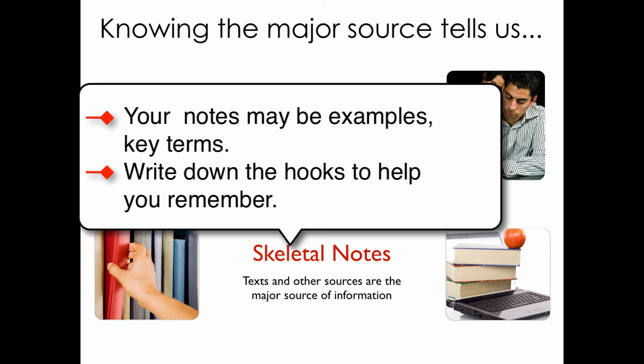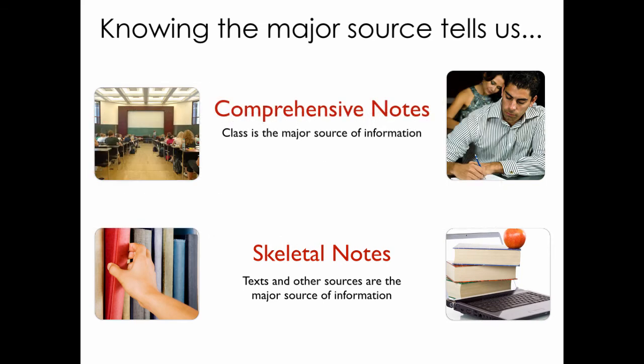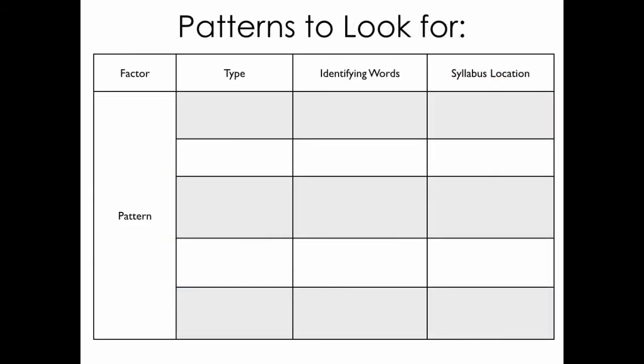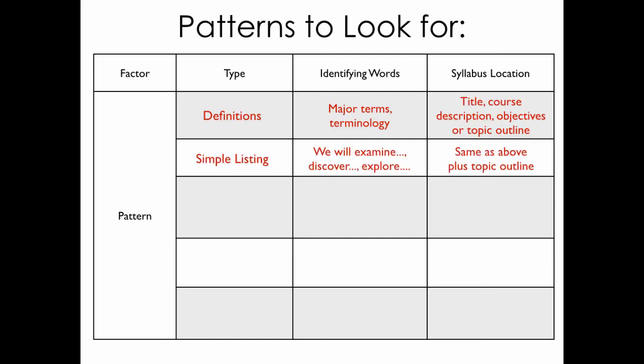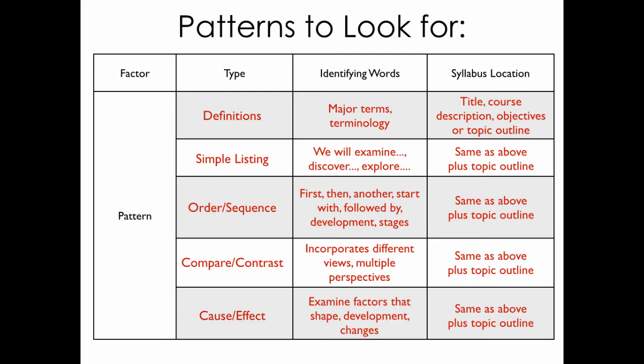You know, in some courses, when your professor gives you copies of the slides before class, then what is said in class that is not on the slide is what you want to write down. Those are skeletal notes. In addition to the major source of information, the next point I want to make is identifying the patterns of the information used by the professor, because that helps you identify the major ideas and the significant details. Reflect back, just as a review, to when we were learning about course structure from the syllabus. Remember? The patterns you looked for in a syllabus. Definition, simple listing, order sequence, compare and contrast, cause and effect.